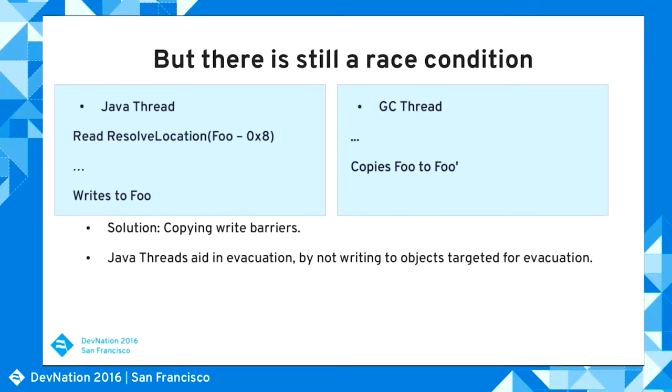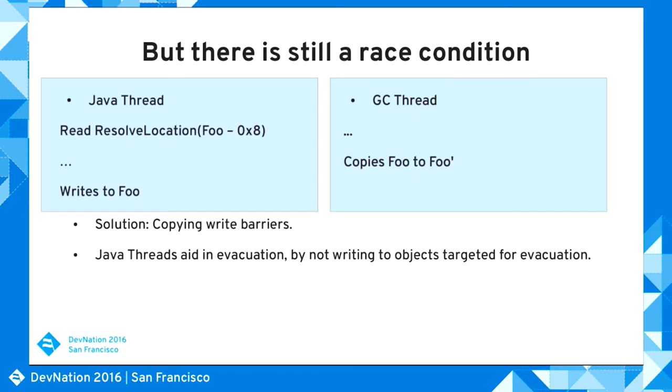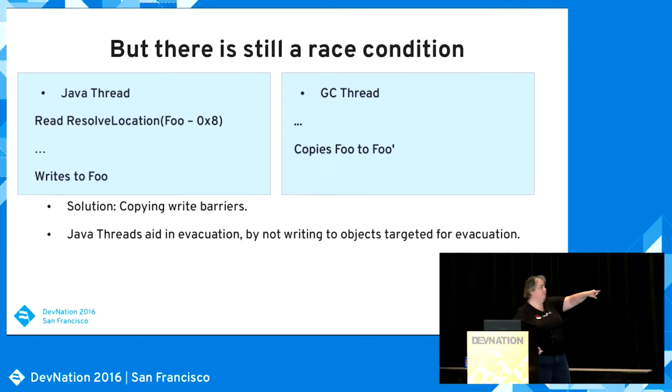There's still a race condition here, because if you allow Java threads to write to fields and the GC thread to copy them, there's this window in here where you have the possibility of losing a write. Because here you can see that the Java thread goes to resolve the location of the forwarding pointer, sees that it's at foo. Meanwhile, the GC thread copies foo to foo prime, and then the Java thread writes to foo, and you've lost the write because the new copy of it doesn't have it.